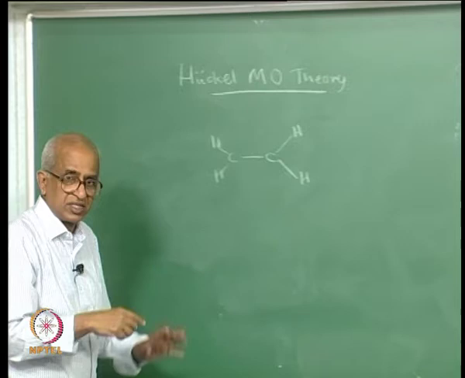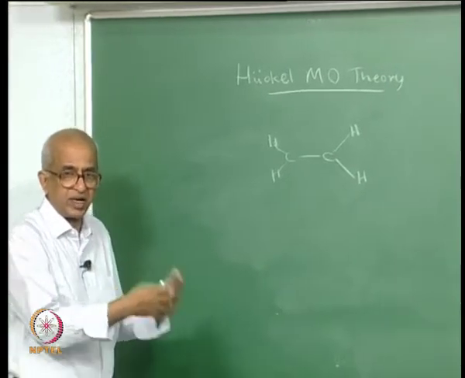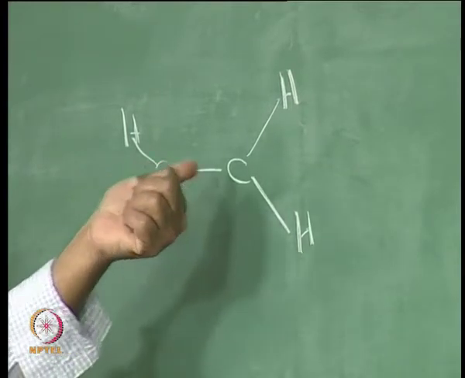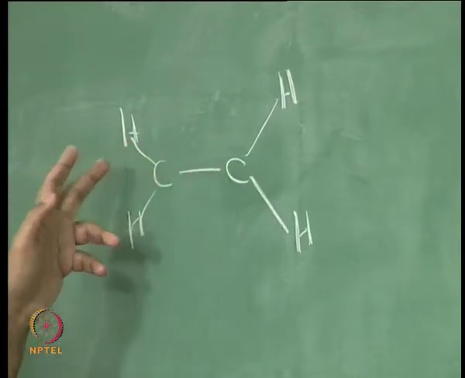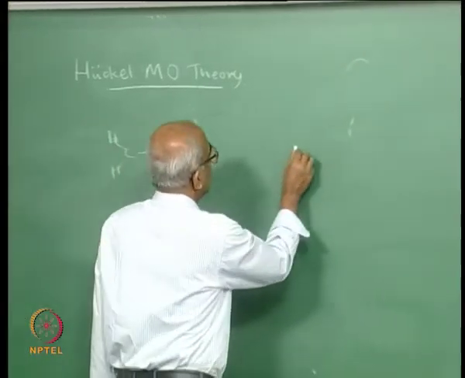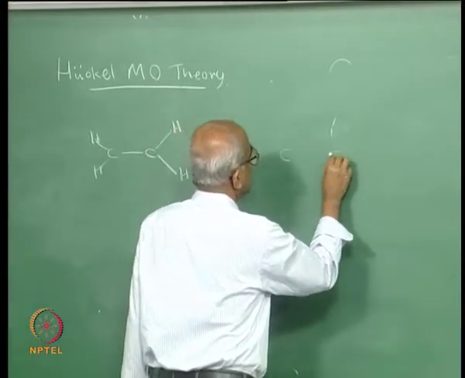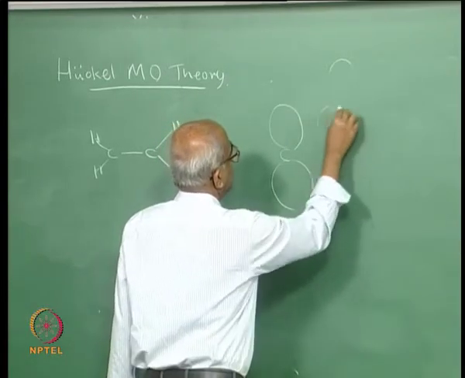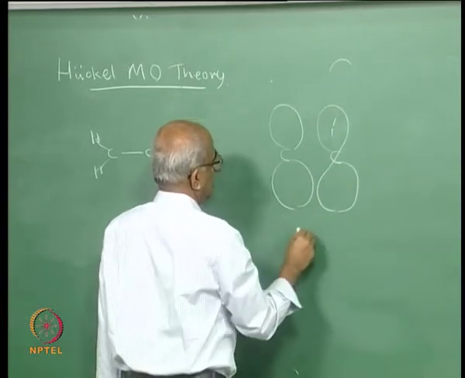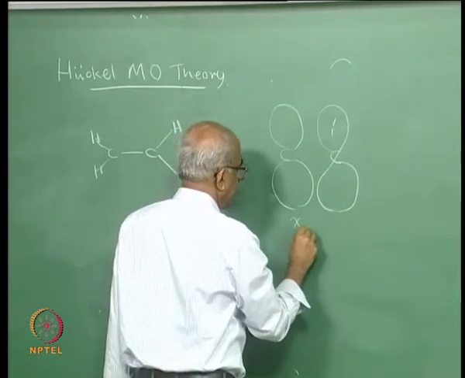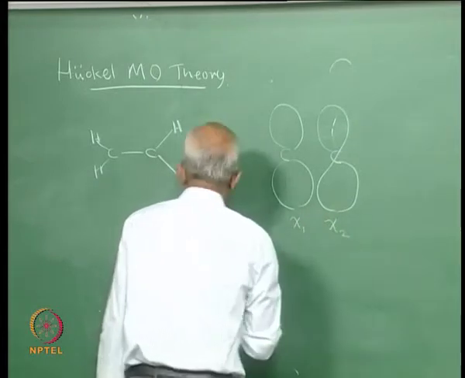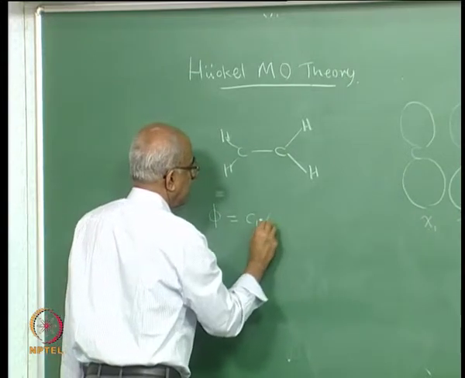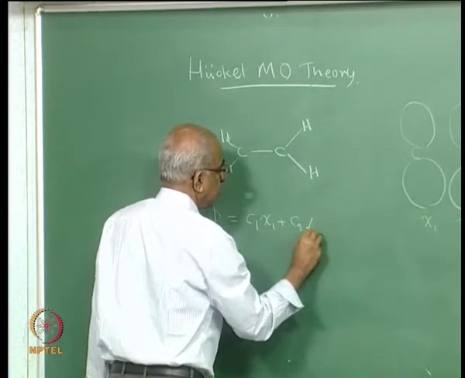This shows only the sigma bonds, the bonds formed by the hybrid orbitals, and then of course there are p orbitals perpendicular to the plane of the board on both the carbon atoms, and so I will draw a picture showing just the carbon atoms and these p orbitals. So, this is the first p orbital and that is the second. Okay, let me call this chi1, call this chi2. So, the trial function that we will use is phi equal to C1 chi1 plus C2 chi2.